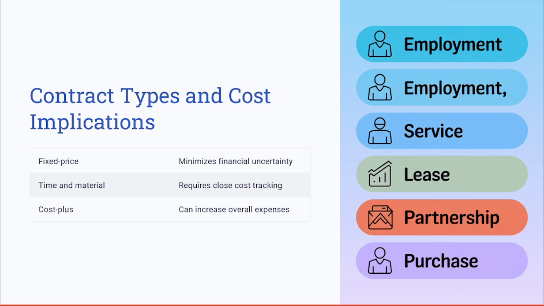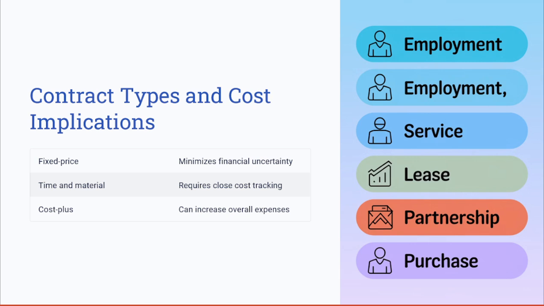Also, you need to understand the contract types and their cost implications. Remember when we were talking about procurement, we already discussed types of contracts that determine how the procurement costs are managed. When we talked about the fixed price contract, it minimizes the financial uncertainty. We also talked about the time and material contract, which requires close cost tracking. Also, the cost plus contract, which can increase the overall expenses.